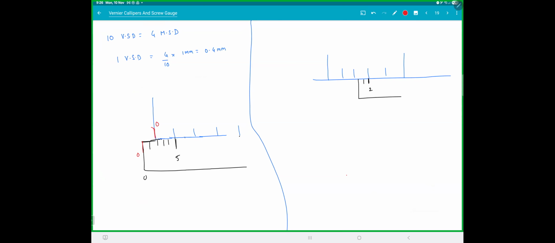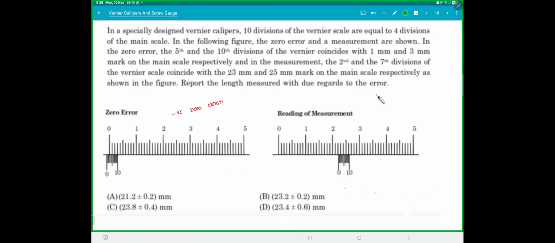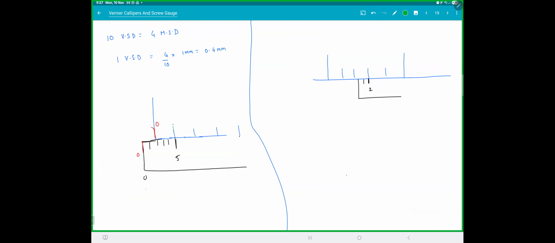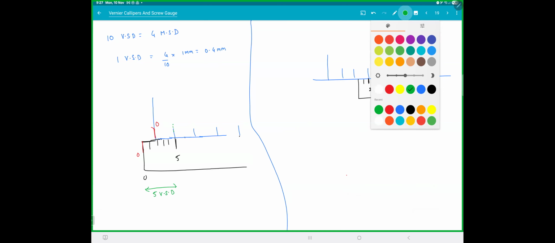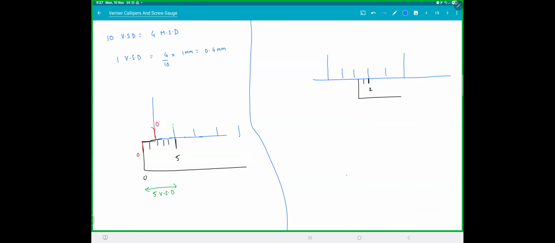Okay? That means, look at this. This division is matching and it is given in the question. The fifth division matches with the first mm. You could have taken the next one also, 3 and 10, you'll still get the same. So what is this length here? 5 Vernier scale divisions. What is this length here? 1 mm. That is given, this is 1 mm.